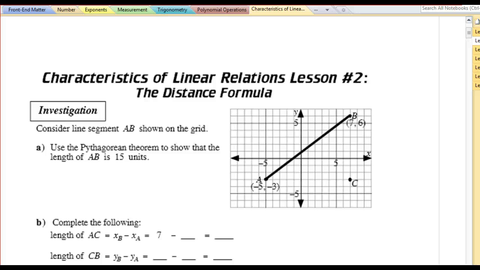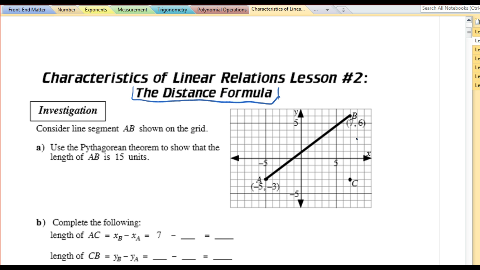Hi everyone. Today we're looking at lesson 2 of our linear relations unit. I don't particularly like this lesson very much. I mean, some of the questions are very good, but I don't like the idea of the distance formula, and I'll tell you why, and hopefully you can agree with me. The distance formula is basically exactly what we did in the last lesson in finding the length of diagonal lines using the Pythagorean theorem. But all they're doing now is putting it into a formula.